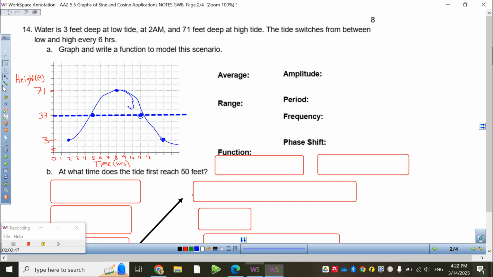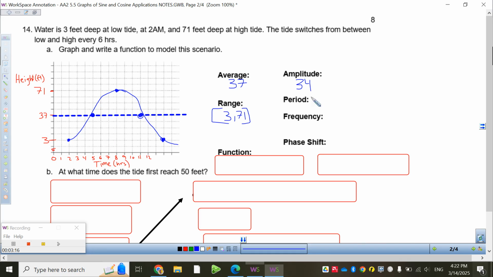All right, so that's our rough sketch of our graph here, and let's fill out the information that we know. So, what's our average value? Well, exactly in between 3 and 71 is 37, so that's our average. Our range is between 3 and 71, that was stated in the problem. We know that the amplitude is the distance from the average to the peak or to the valley, and so we have a distance of 34 from the midline to the top or from the midline to the bottom.